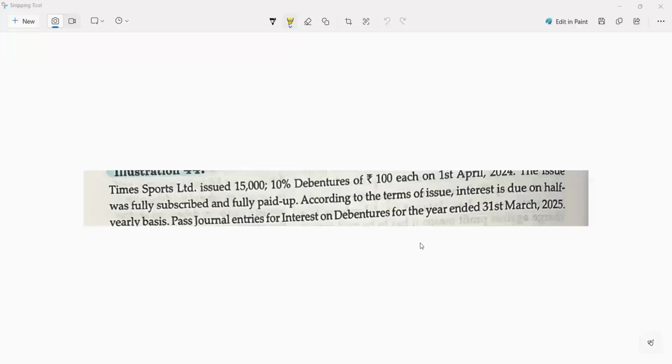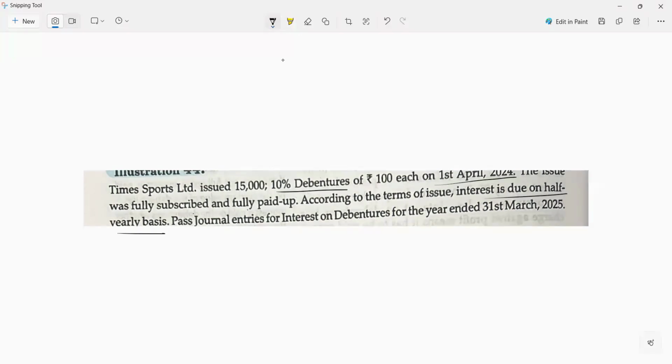Okay, so this is a question on the interest on debentures. First of all, understand what the question is saying. Time Sports Limited issued 15,000 debentures, 10% debentures of rupees 100 each on 1st of April 2024. The issue was fully subscribed and fully paid, and according to the terms of issue, interest is due on a half yearly basis. So basically, the company is going to pay interest every 6 months.